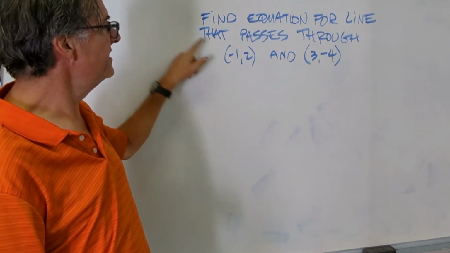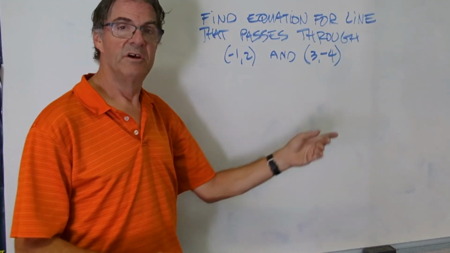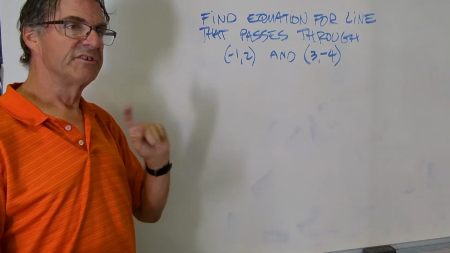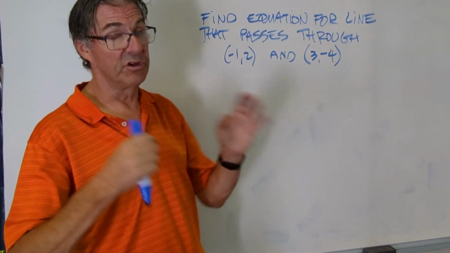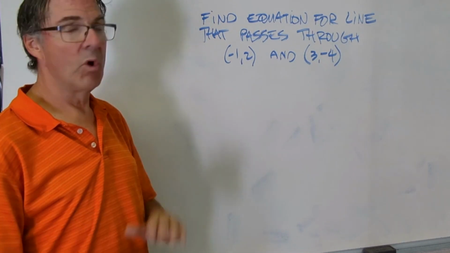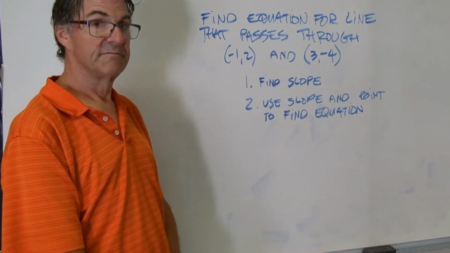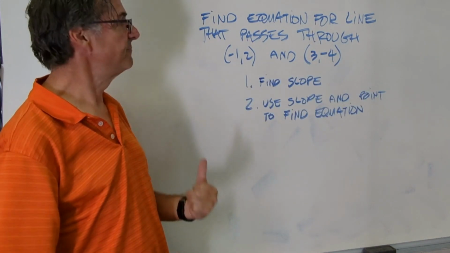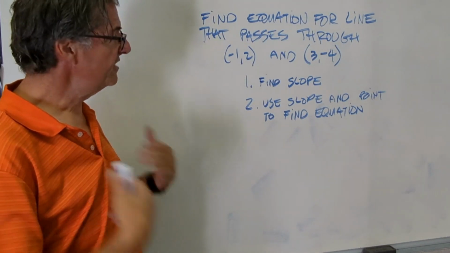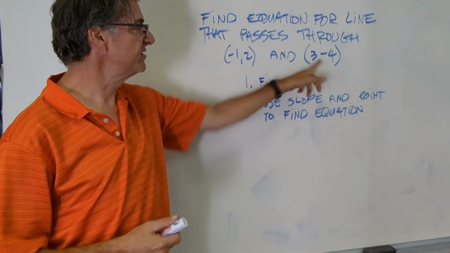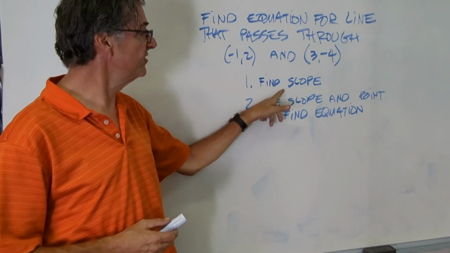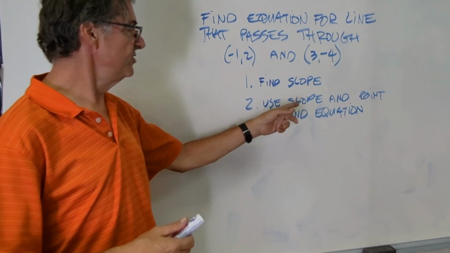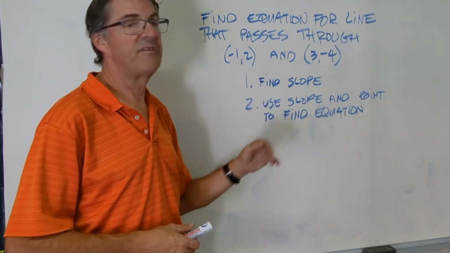Find the equation for a line that passes through these 2 points. So the first thing I want you to do is pause the video and just think about what you're going to need to do. Don't do the algebra yet. Just figure out what you're going to need to do and write that down. Let's see how you did. Your first step, find the slope. You can't do anything other than find a slope with these 2 points. Use your slope formula to do that. And then the second step is use slope and a point to find the equation.